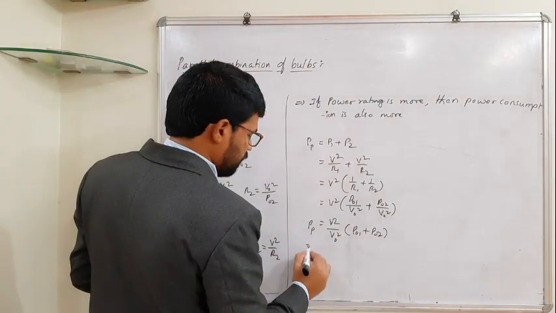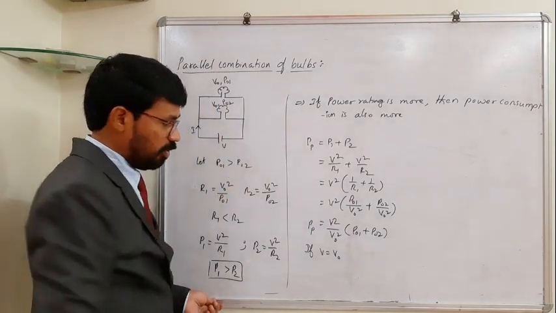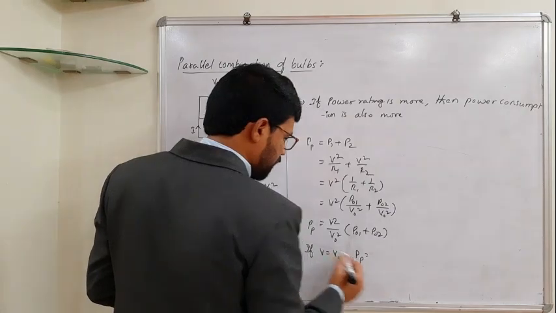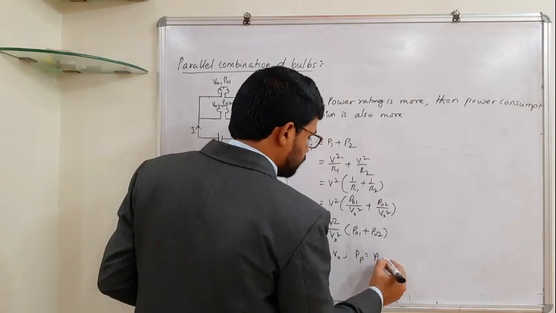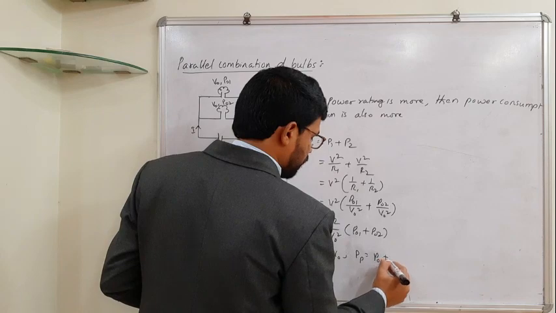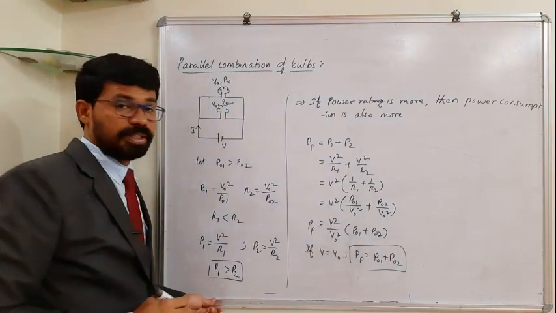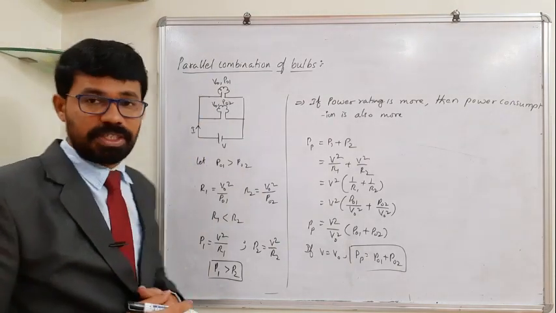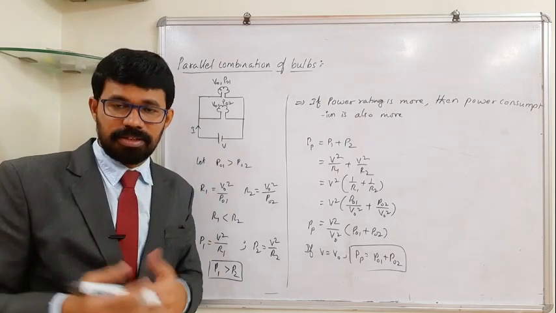Now see, if applied potential is equal to voltage rating, then what happens? Pp, the total power consumption of the parallel combination, is equal to the sum of individual power ratings, P01 plus P02. And here, unlike in the case of series combination, if one bulb fuses, if it gets damaged, the other ones stay intact, they still work.